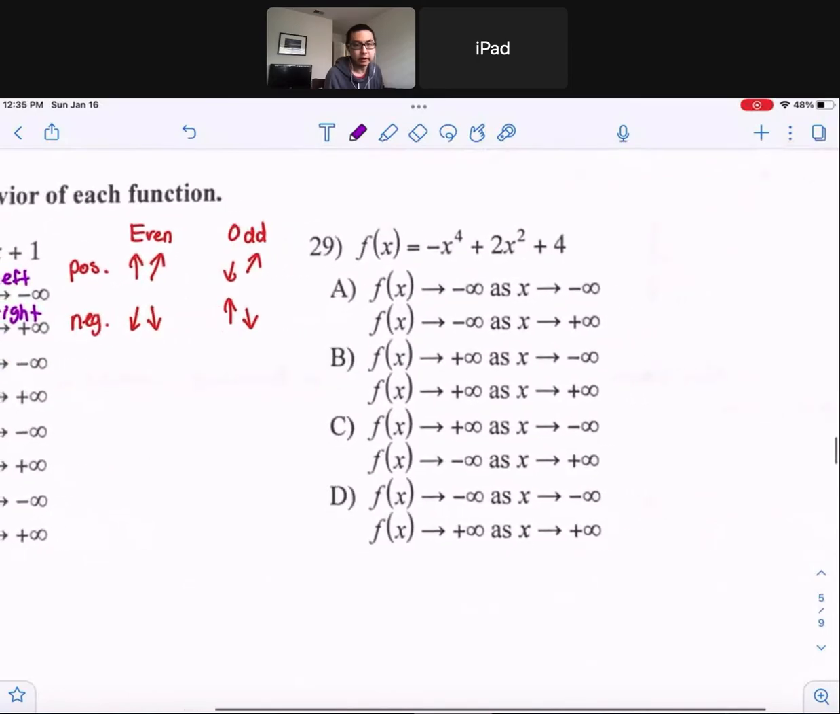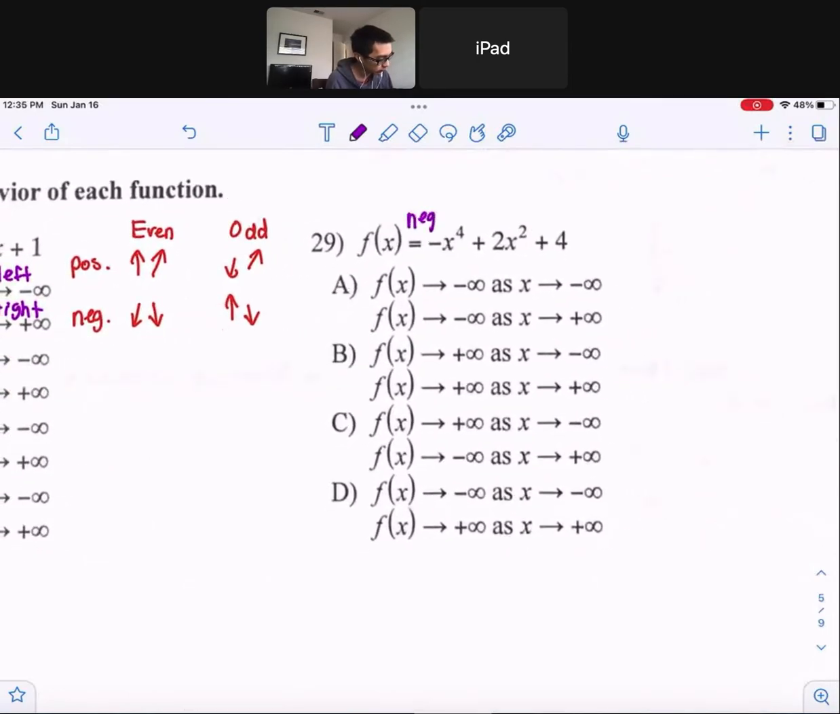Alright, let's look at 29. So this one's negative, even. Negative, even, that's talking about going down, down, which means the left and right-hand side arrows, f of x, should be going down for both. So what f of x is going down for both? It would be A. Look, down, down.